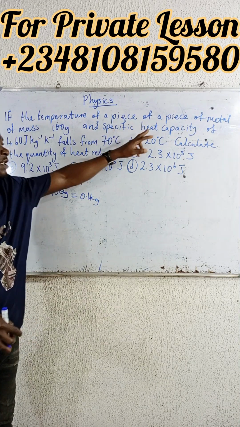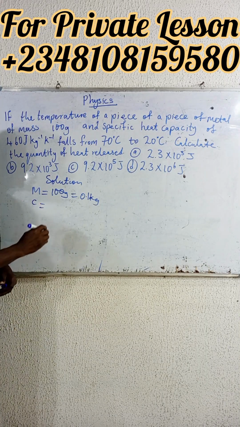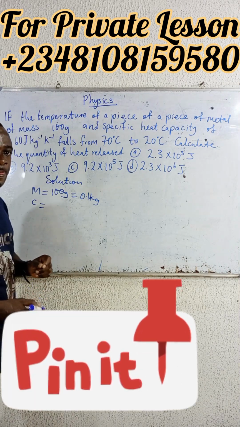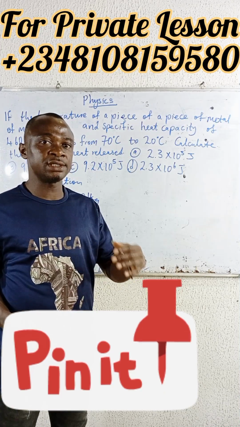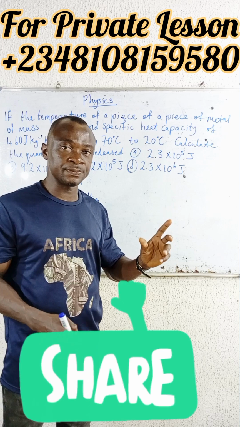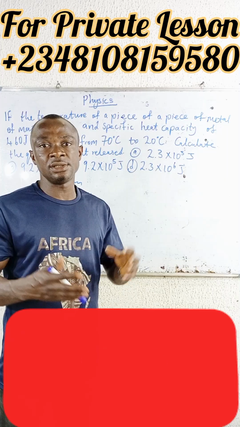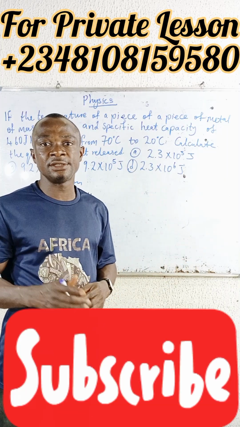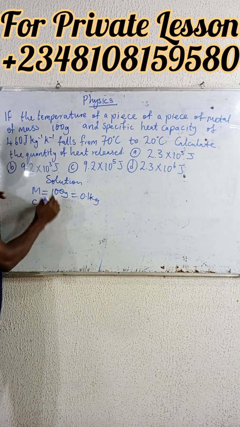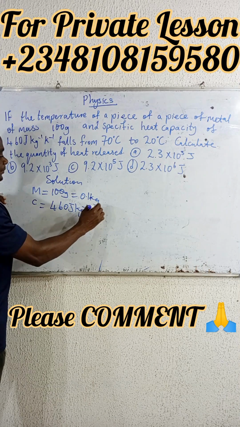The specific heat capacity of the metal, which is C, small letter c. Capital letter C is heat capacity. Specific heat capacity is the quantity of heat required to raise a unit mass of a substance by 1 degree Celsius. But heat capacity is the quantity of heat required to raise the temperature of a substance by 1 degree Celsius. Now the specific heat capacity is 460 joule per kilogram per Kelvin.